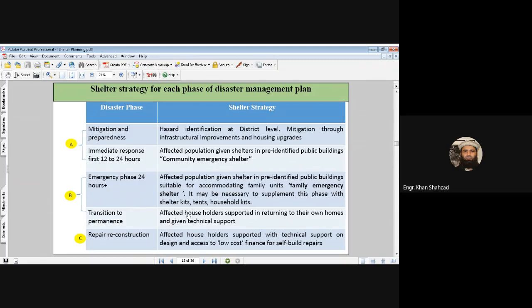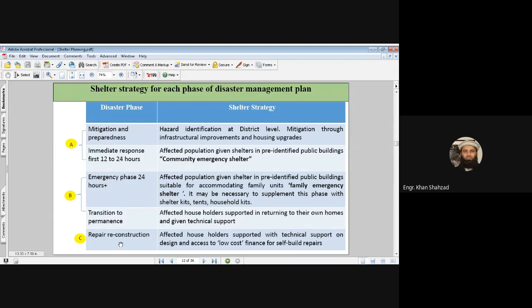For the affected householders whose houses were either partially or completely damaged, you have to think about the construction of their houses, the repair or maintenance of their houses, and the retrofitting of their houses. So how can you do that? You have to provide them technical support, some guidance, and some people who can help them in constructing or repairing their houses.